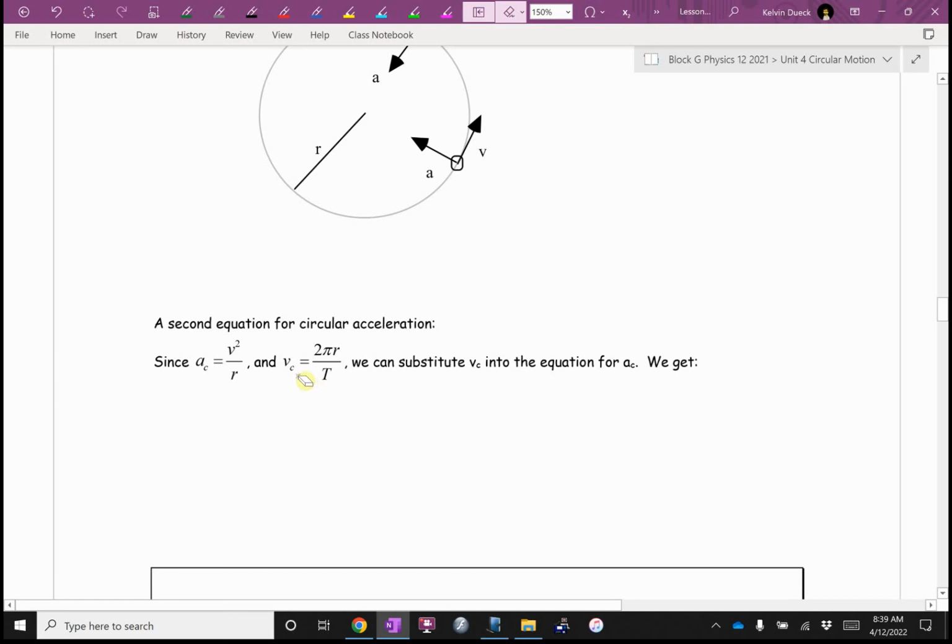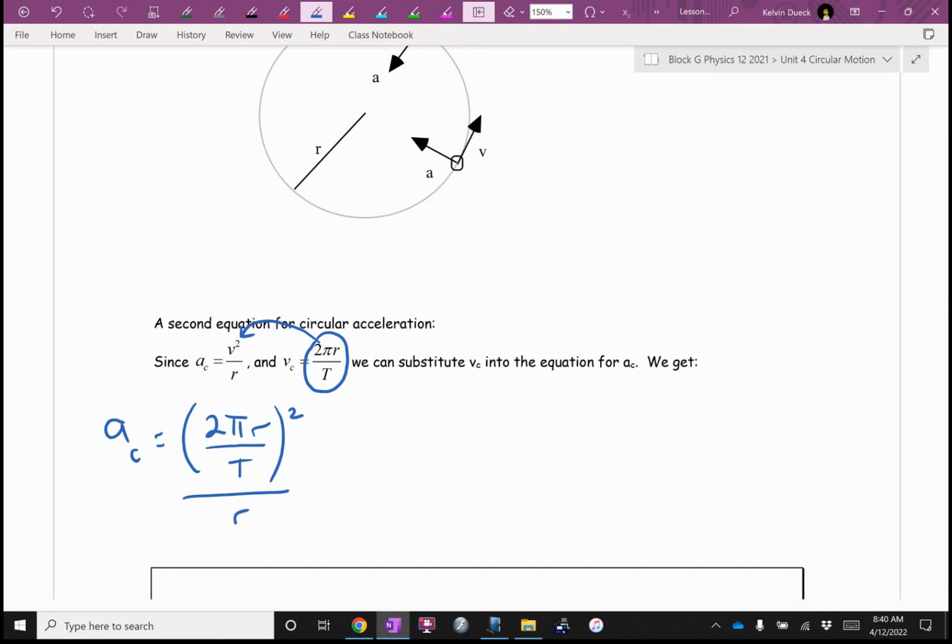And I told you that circular speed is 2 pi r over the period. Now I'm going to stick that in for the v. I'll get this: 2 pi r over the period, squared, over r. I'm going to combine these two. Then I'm going to put the squared onto there, onto there, onto there, and onto there. I'll get 4, 2 squared.